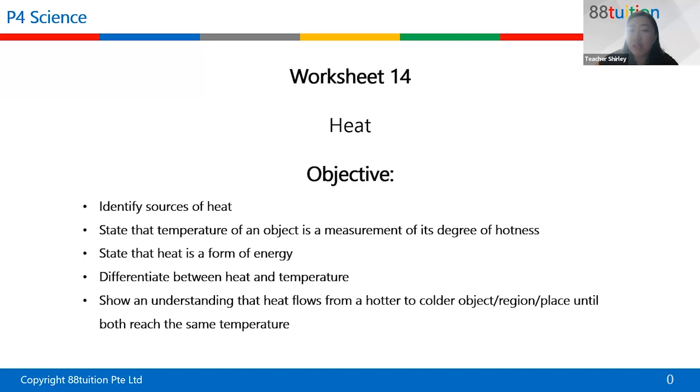Yeah. So our focus today, our learning objective of today is to identify the sources of heat, state the temperature of an object is a measurement of its degree of hotness, state that heat is a form of energy. And then we must also be able to differentiate between heat and temperature. Show an understanding that heat flows from a hotter to a colder object, region, or place until both reach the same temperature. So these are the different parts that we need to know for heat for today.